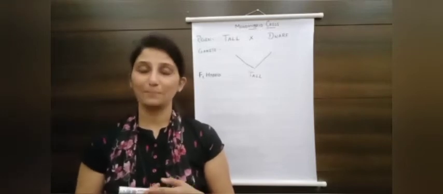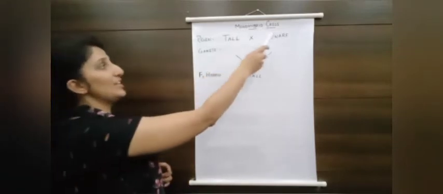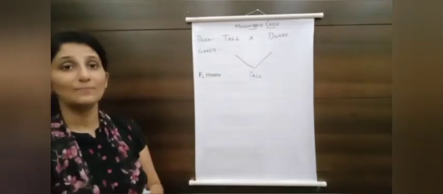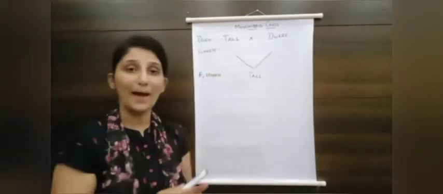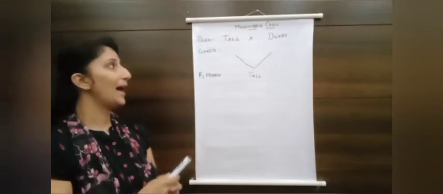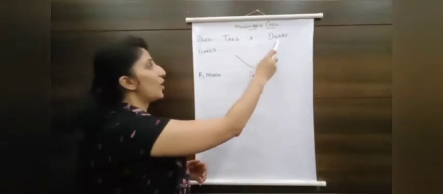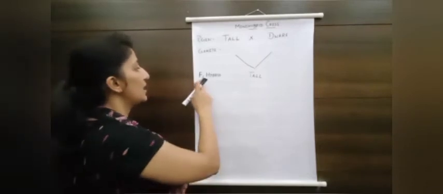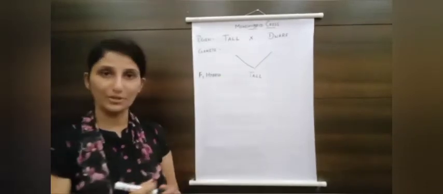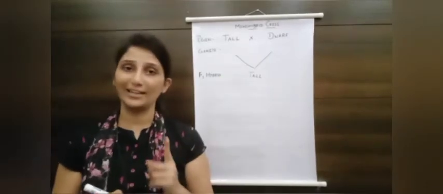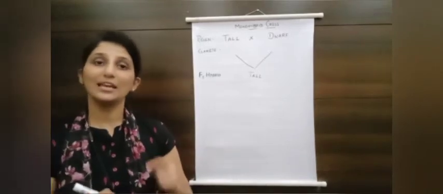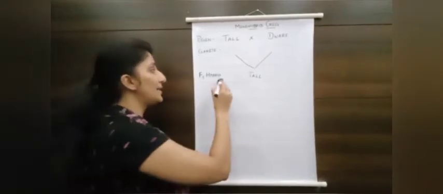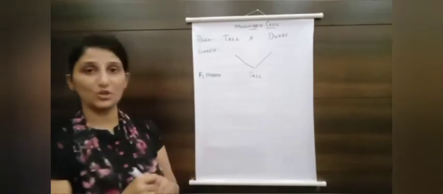And these plants, that is the tall and the dwarf, are called the P1 generation or the parental generation. And when they crossed the tall and dwarf plant, the product obtained is called the F1 hybrid, or the first filial generation. And he found that all the plants in the F1 generation were tall.